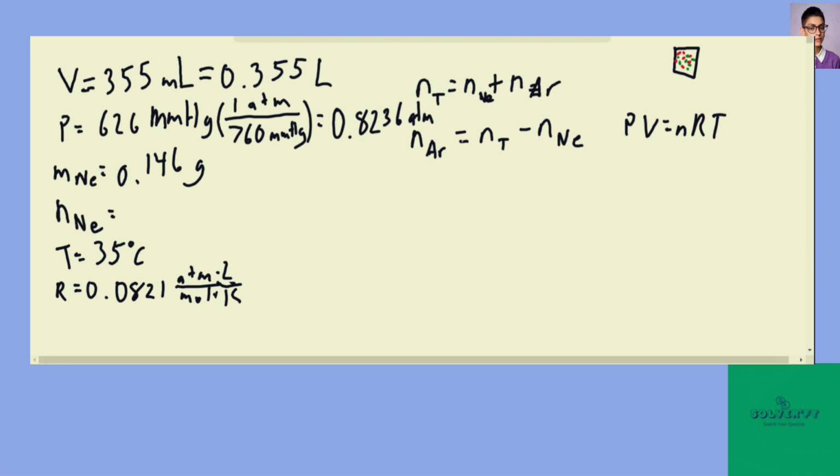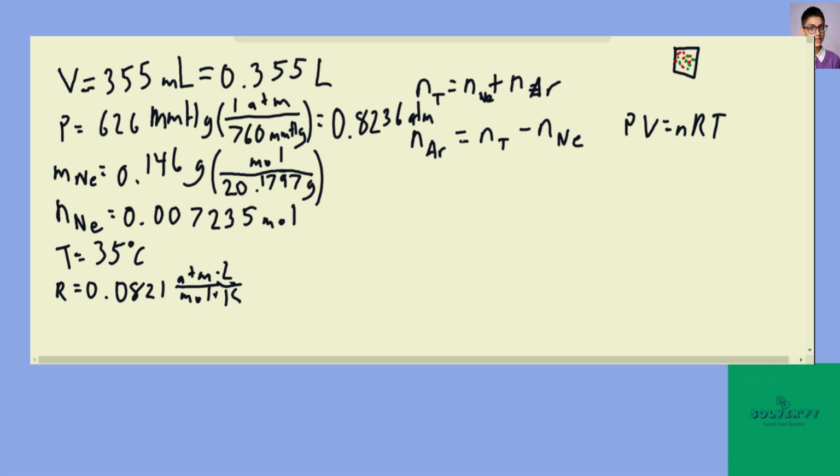So I know the mass of the neon, but we need to know the number of moles. That's a pretty simple calculation. We have to find the molar mass. Since this is just one neon atom, because neon's a noble gas, we find out that we have 20.1797 grams per mole. So then the total number of moles for neon is kind of small, 0.007235 moles.